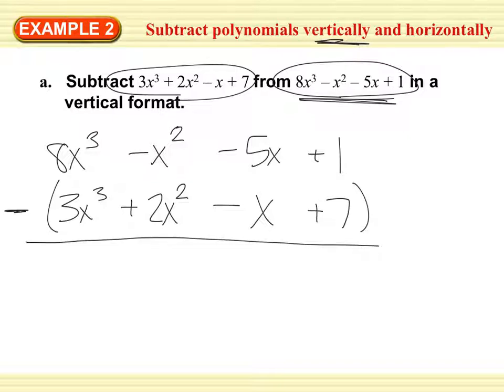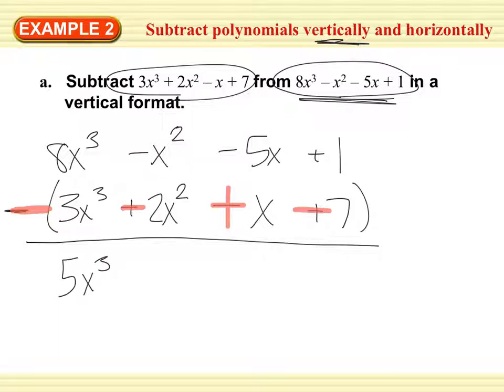So if I'm subtracting all of those, change my pen color, that means I'm subtracting a 3x, I'm subtracting an x squared, I'm adding an x, and I'm subtracting a 7. I really just distributed that negative, that minus sign, through that parenthesis. And now I can just go for it, right? 8 minus 3 is 5.